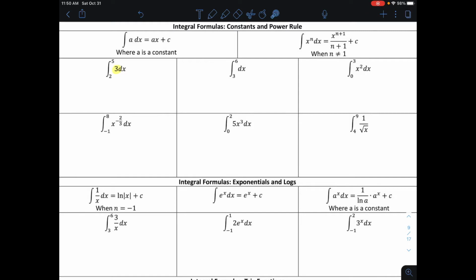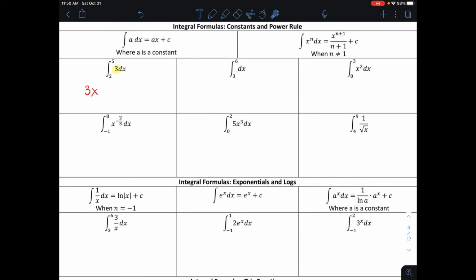Well, according to our rule, if I'm taking the antiderivative of some number a, that is equivalent to a times x, because the derivative of a times x makes a. So therefore, the antiderivative of 3 would be equal to 3x.